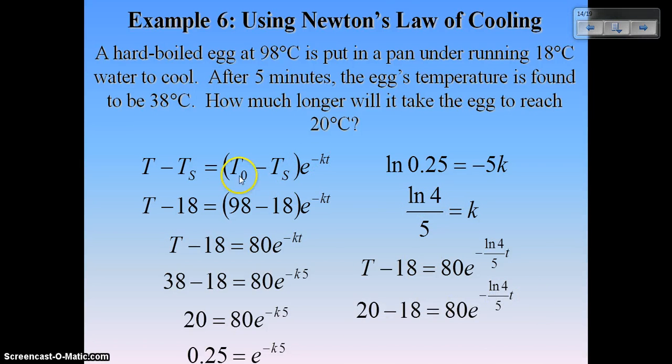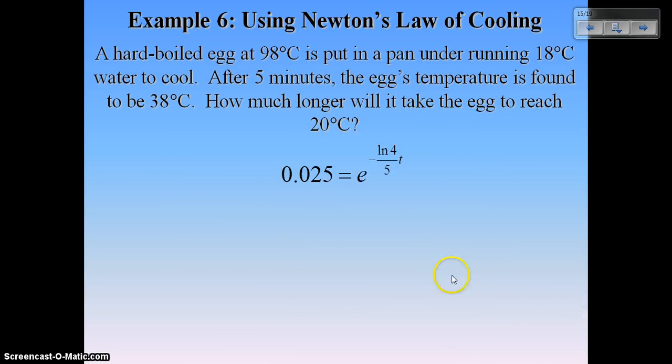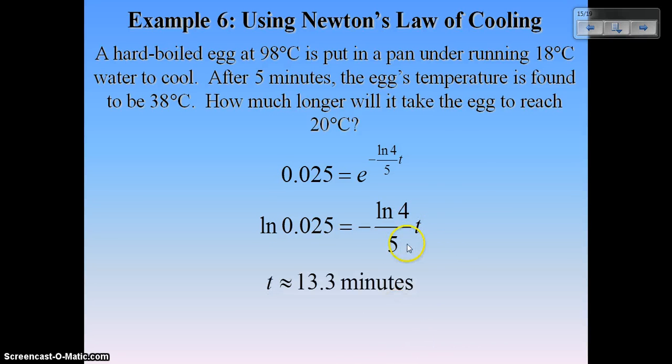Now, what did we want to know? We wanted to know when is it going to be 20 degrees. So I'll plug in 20 for T. 20 minus 18 is 2. Divide both sides by 80. We get this when you do that. Natural log of both sides. And then to solve for t, we'll take this and divide by the negative natural log 4 over 5. So that divided by this. And that does give you about 13.3 minutes.